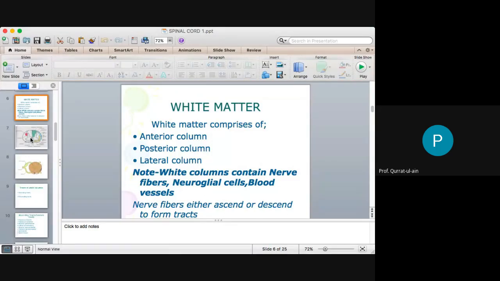cord. All right. So this is the basic concept of ascending, and all ascending tracks are the sensory tracks, and all descending tracks are motor tracks.